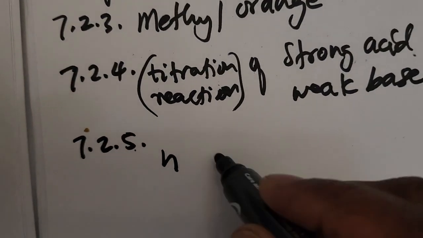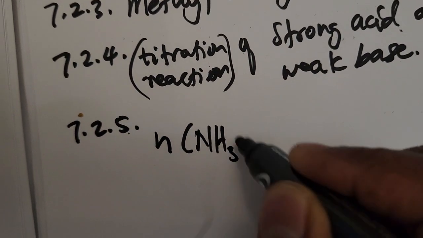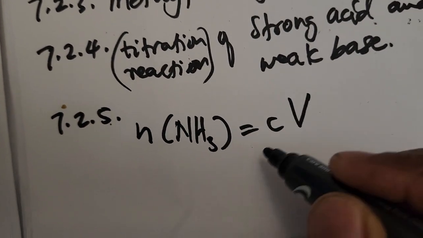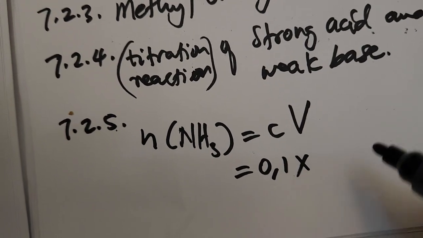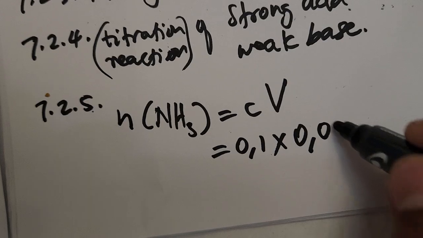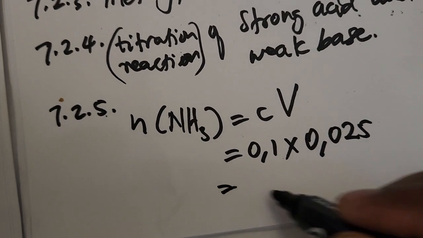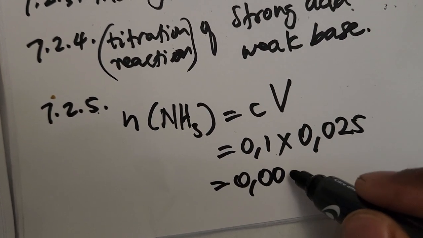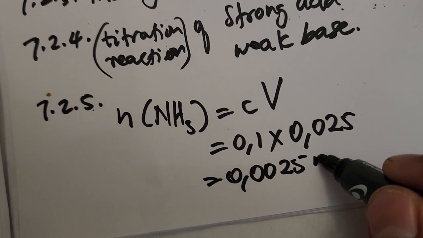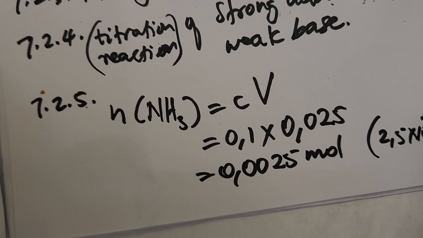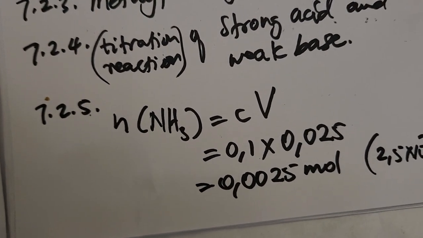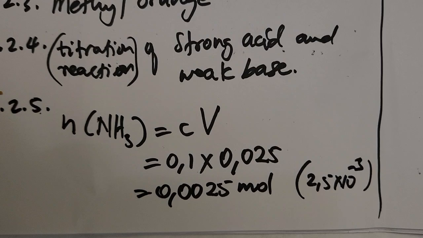We just say number of mole of ammonia NH3 will be the same as CV, which will be concentration 0.1 times volume, you just shift the comma 3 times, they become 0.025. Therefore the answer will be 0.0025 mole, or people can write 2,5 by 10 to exponent minus 3. So it's fine, that one as well. That's how you calculate the number of moles in this case. Fine, we move on with the calculation.